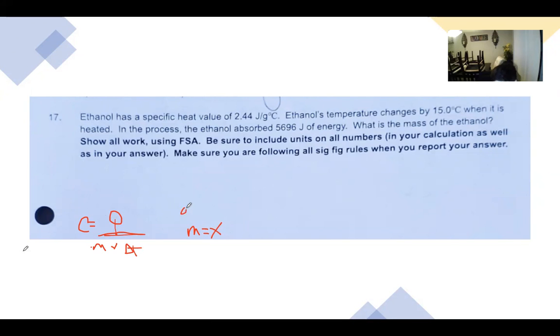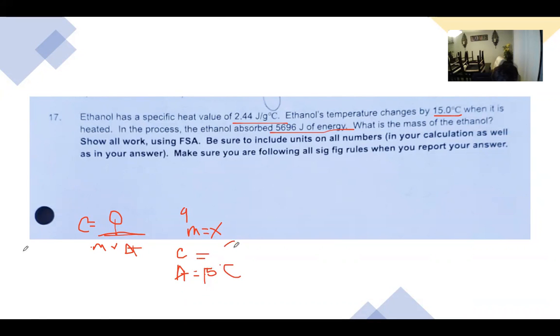Right. You have Q, you have C, and you have delta T. Delta T is 15 Celsius, right? Because, based on the question, this is 15 Celsius, you have specific heat, and then you have energy. Those are your equation, right?